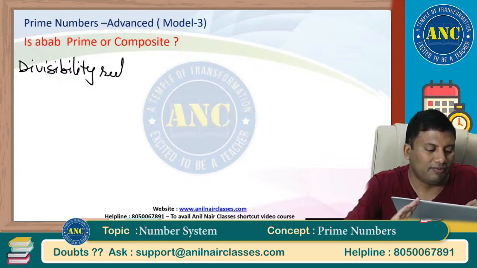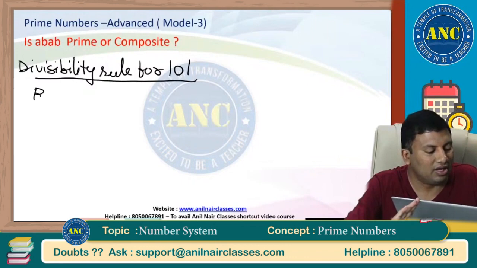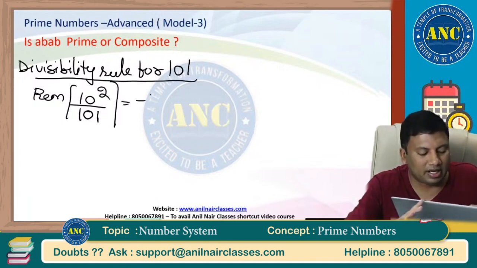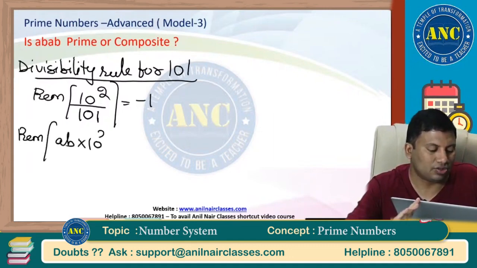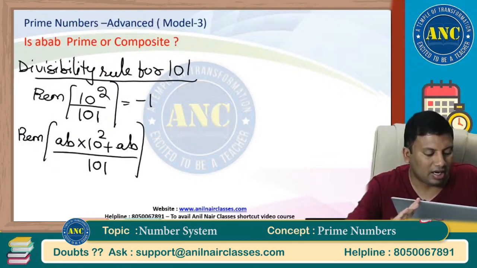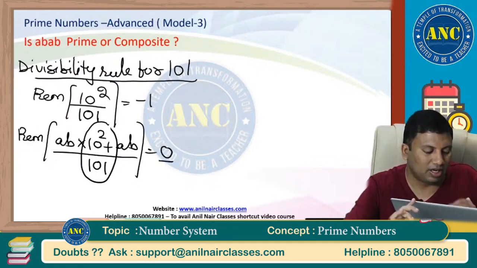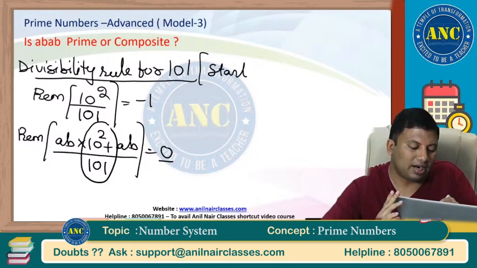Divisibility rule for 101. If I take the divisibility rule for 101, these are nothing but remainder of 10 square divided by 101. 100 divided by 101 gives minus 1. So these are nothing but AB into 10 square plus AB, divided by 101. 100 divided by 101 is minus 1, so minus AB plus AB. What is the remainder? 0.